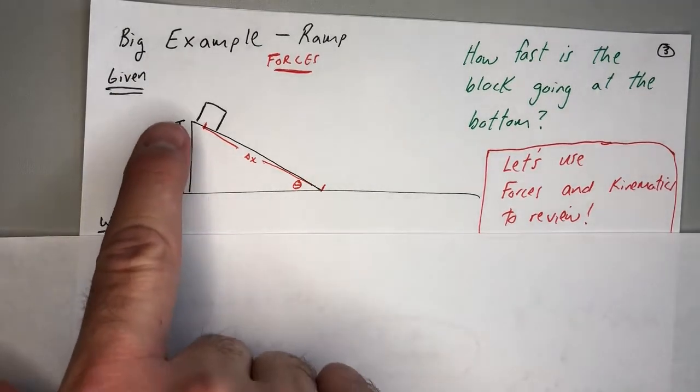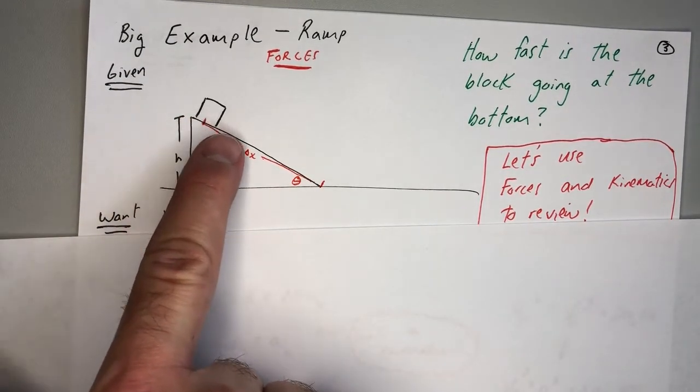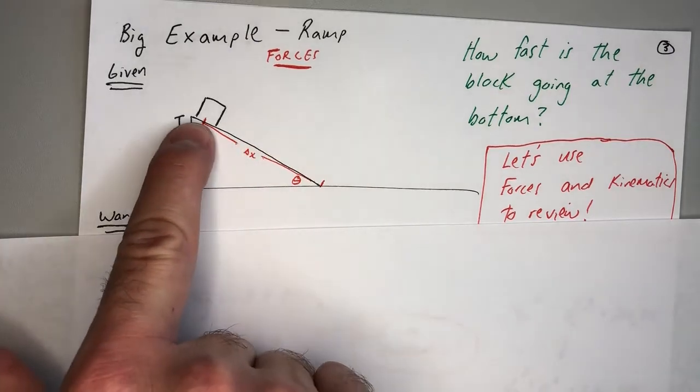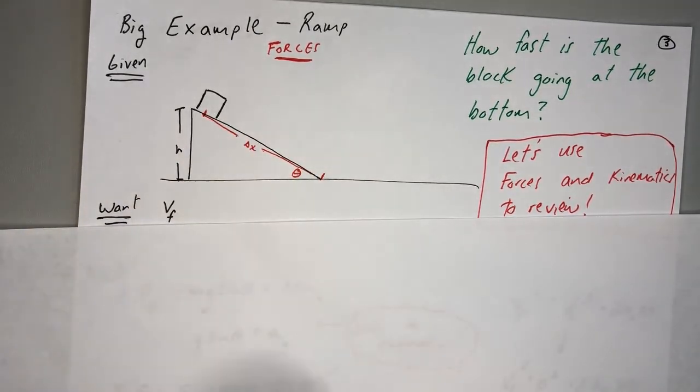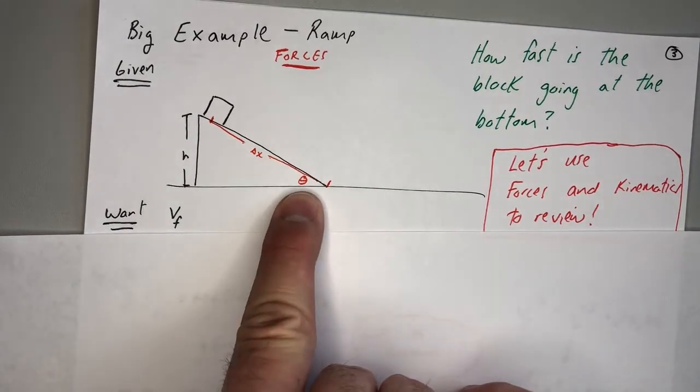You're given that it's starting at a height h, and the length that it's going to slide down is delta x, like that, from the center of the block to the very end right here. And maybe that'll be when the center gets there, but don't get hung up on that. And let's say that ramp has an angle of theta.